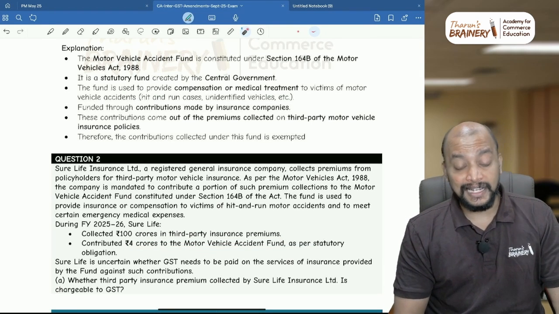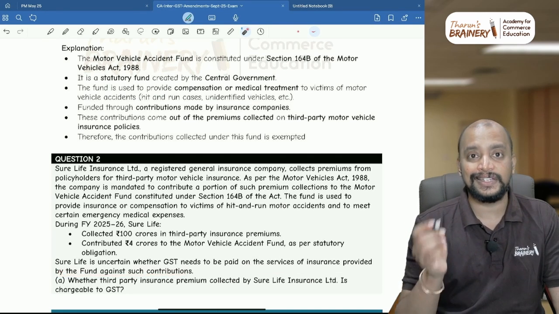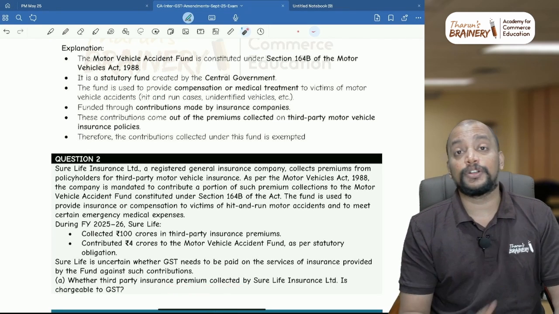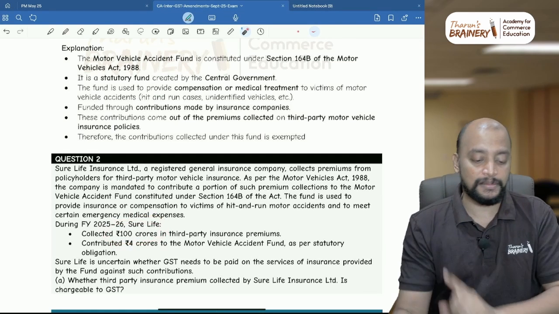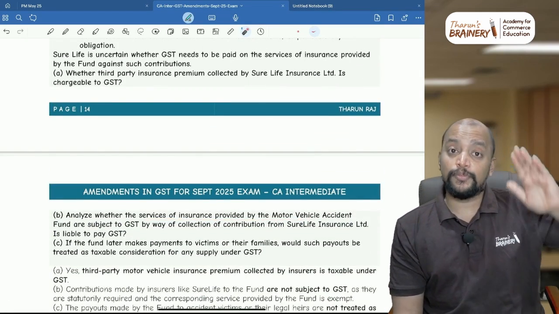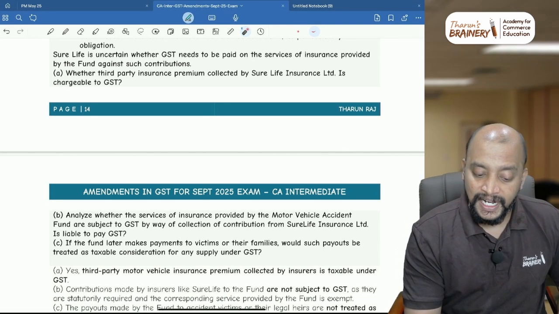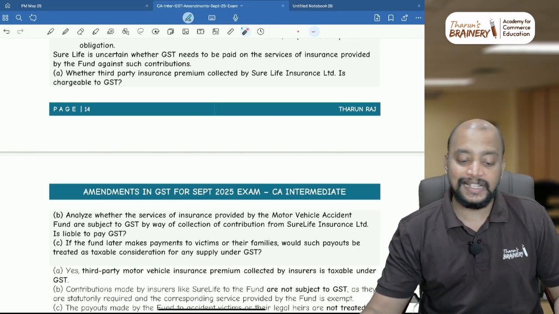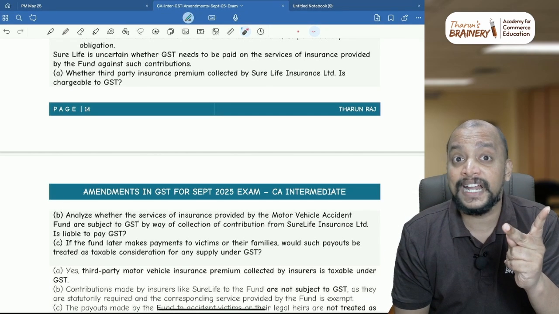Sure Life is uncertain whether GST needs to be paid on the service of insurance provided by the fund against such contributions. Whether the third party insurance premium collected is chargeable to GST? Yes, the third party insurance premium collected is taxable. This 100 crores will be taxable. But analyze whether the service of insurance provided by the motor vehicle accident fund is subject to GST, that is exempted. If the fund later makes payment to victims or their families, would such payout be treated as taxable consideration? No, because it is compensatory in nature. Do you remember the circular on liquidated damages?